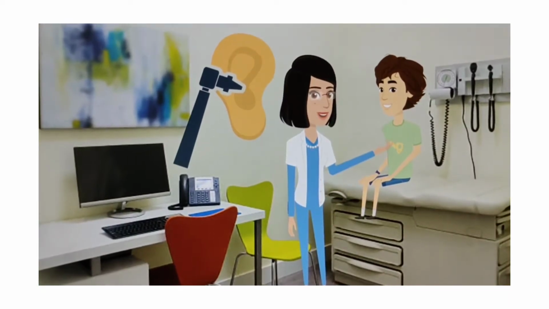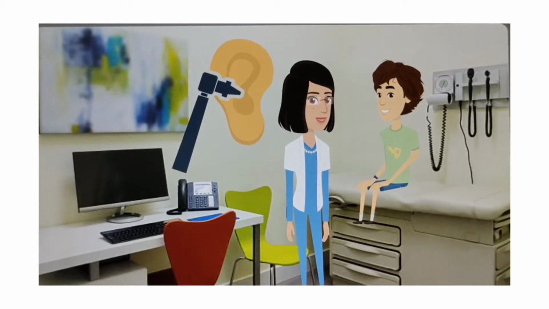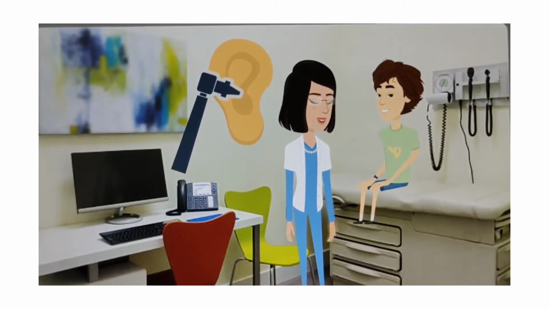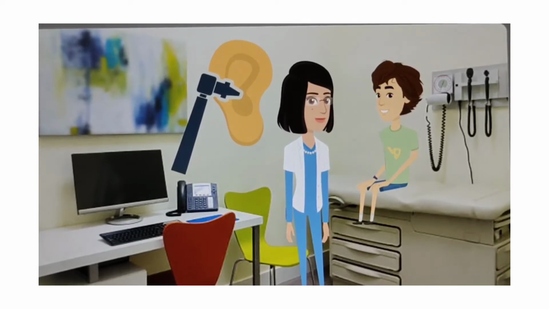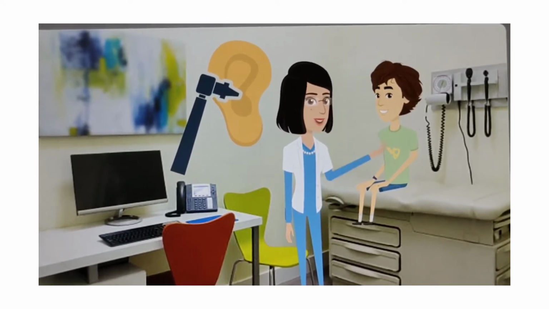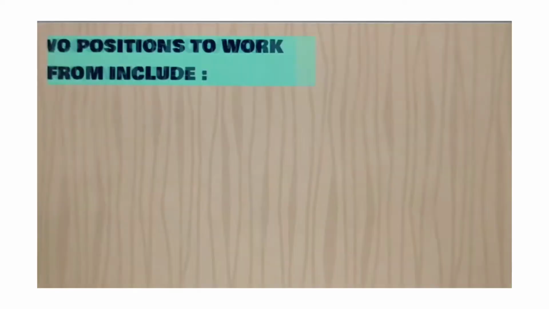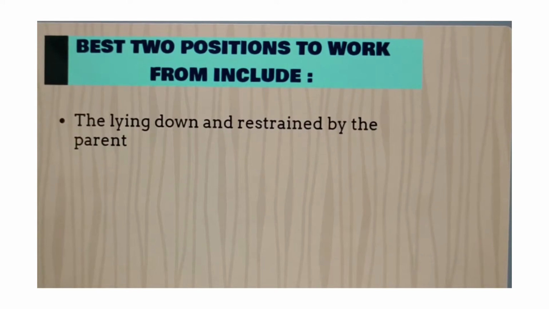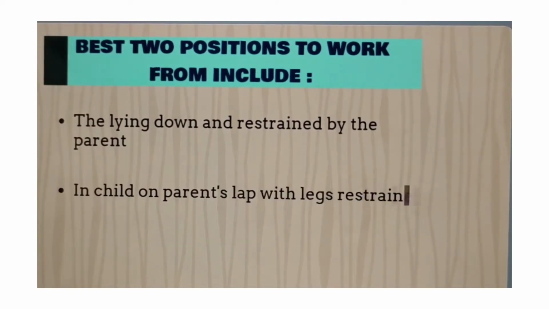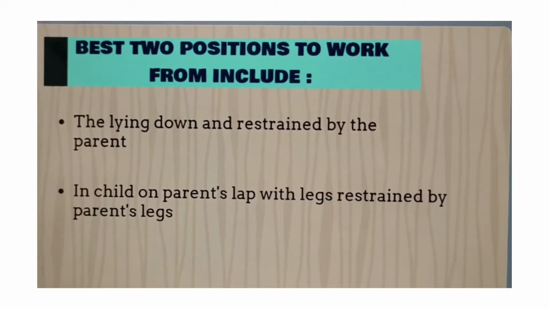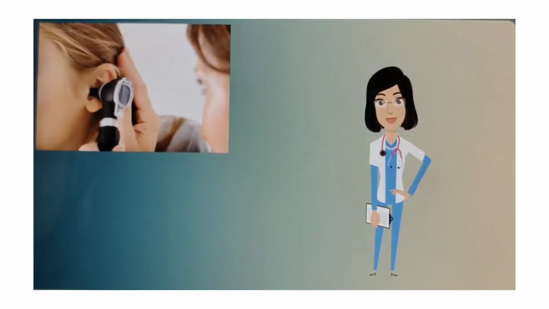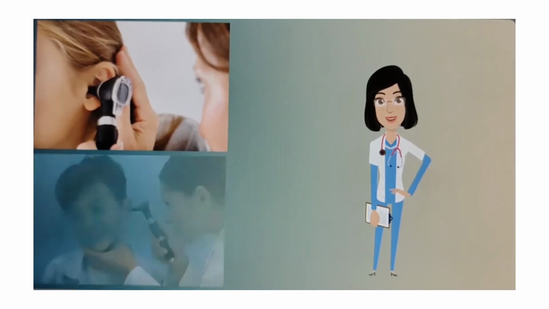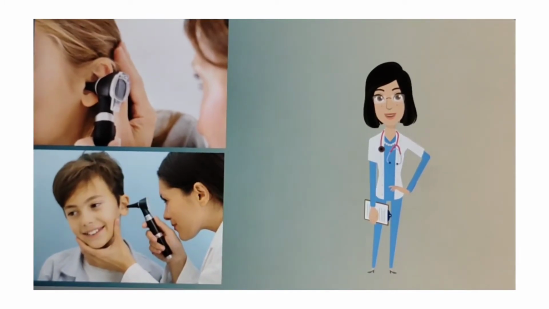Examining the ear canal and drum can be difficult in young children who are sensitive and fearful because they cannot observe the procedure. Many children need to be restrained during this examination, which is why you may want to leave it for the end. The two best positions to work from include lying down and restrained by the parent, or the child on the parent's lap with legs restrained by the parent's leg. To view the tympanic membrane in young children, the auricle must be pulled upward, outward and backward to afford the best observation with the otoscope.